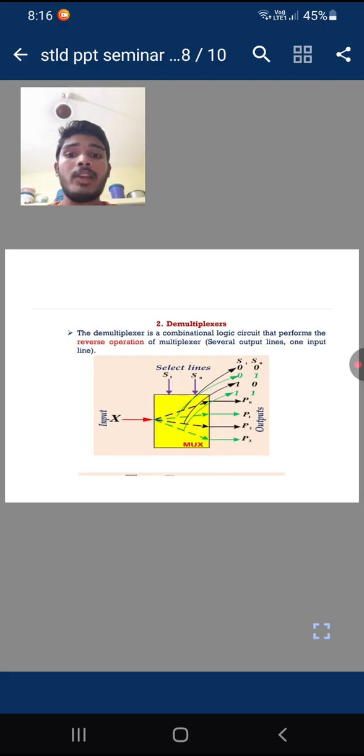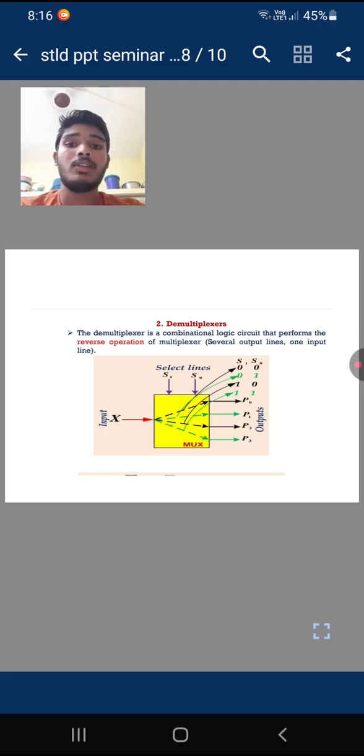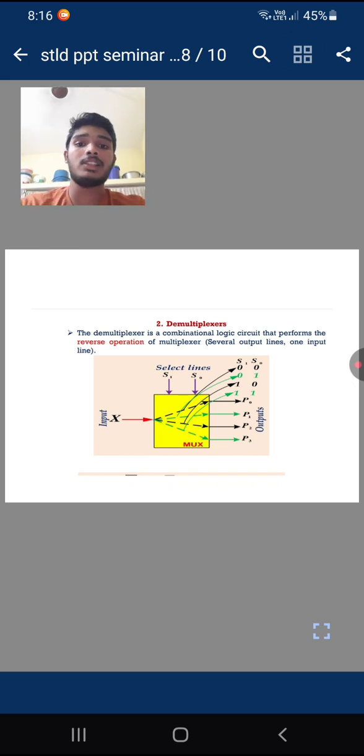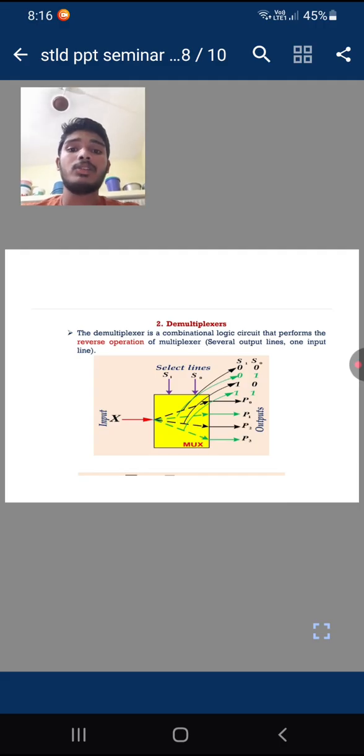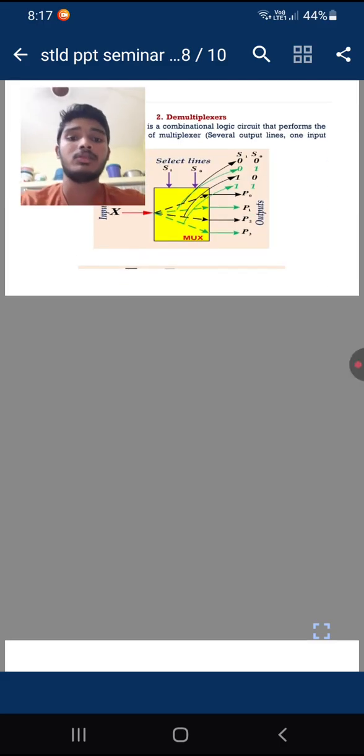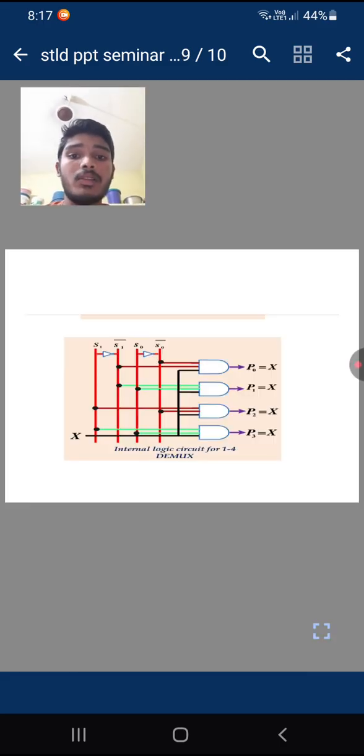Okay, the input value is 1. Let us take the input as x and the selection inputs S1, S0. The output values are P0, P1, P2, P3. By selecting the input x value, we select with S0 and S1. In the same way as in the multiplexer, the selection inputs are selected. Here also, the selection inputs are selected for the inputs in different situations to get the output values. Okay, this was the demultiplexer of 1 by 4.